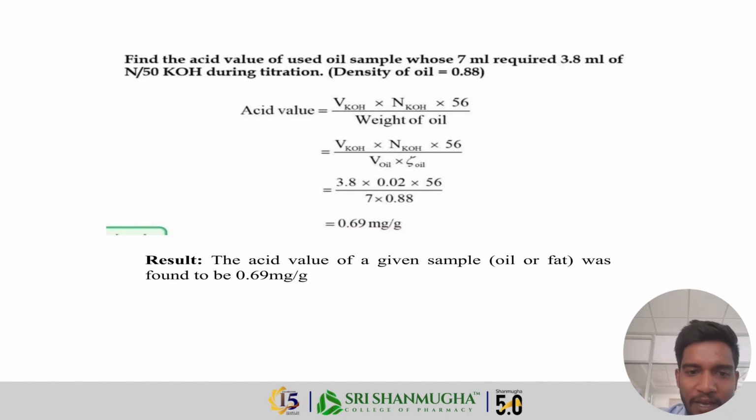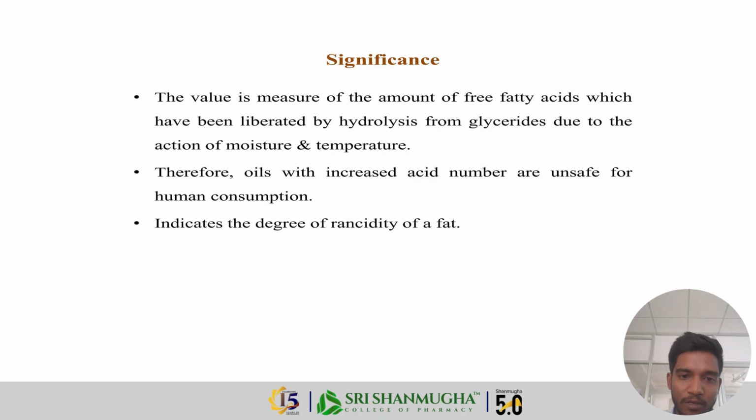Next one, find the acid value using a sample. The sample required 3.8 ml of potassium hydroxide of the given normality during titration. The calculation is shown in the picture. The result, the acid value, is given. This is the model of calculation of acid value determination.